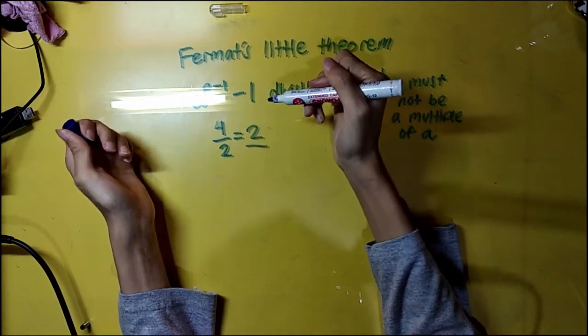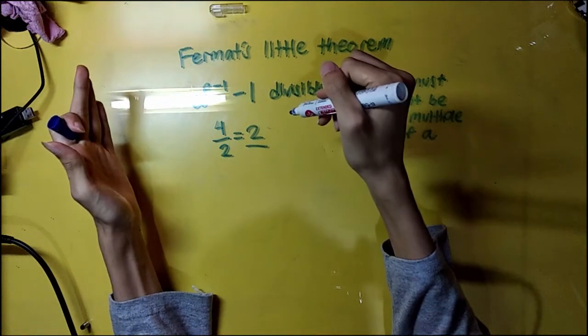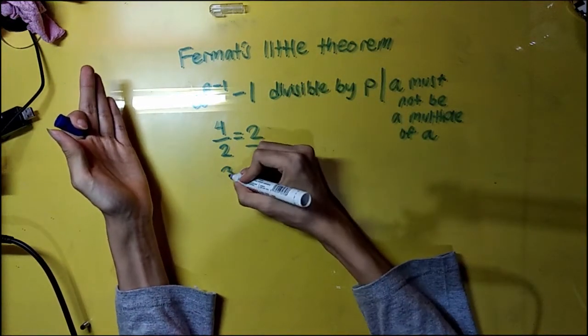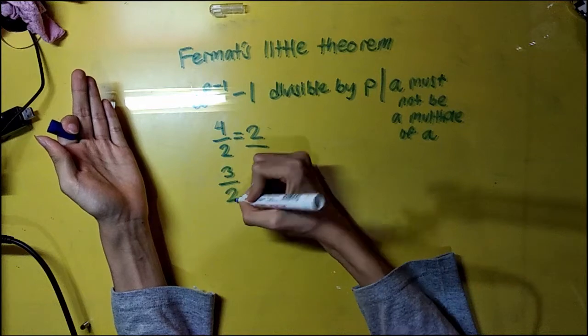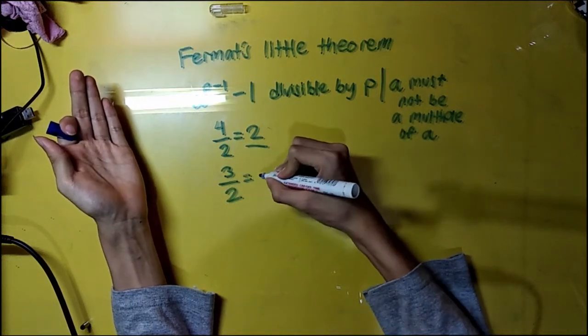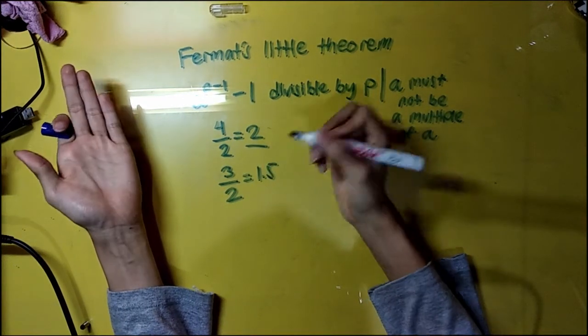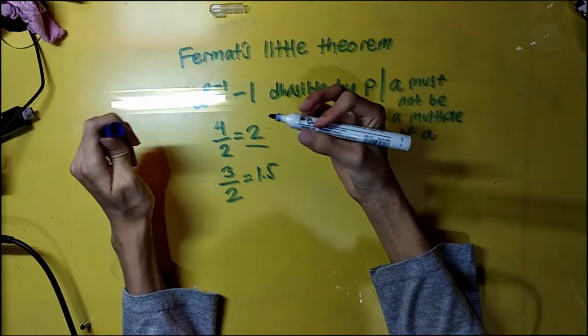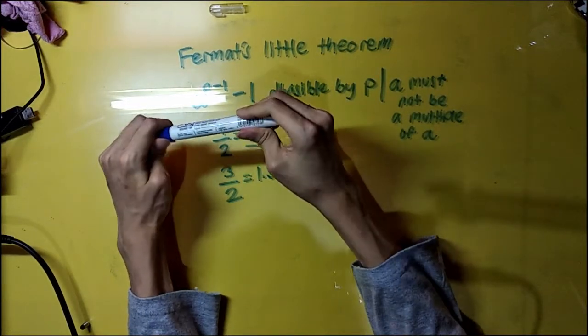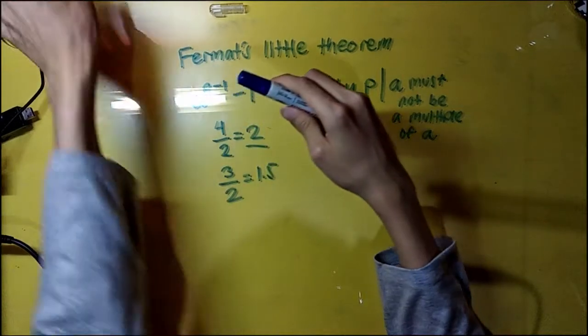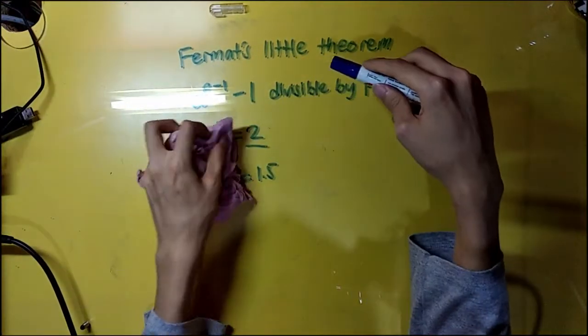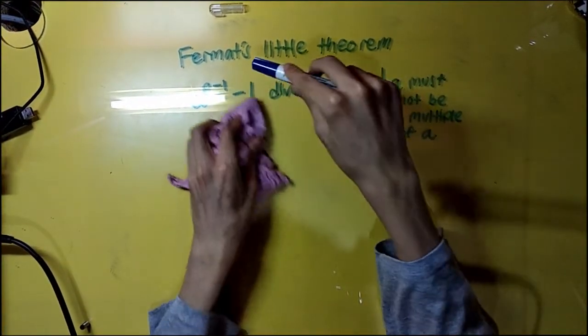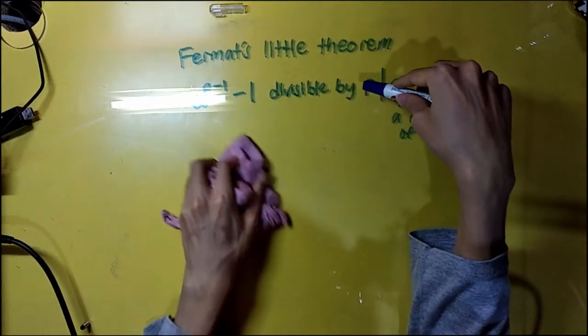In another example, 3 is not divisible by 2 because that's going to give a fraction or a decimal. It's not going to be a whole number. So 3 is not divisible by 2. Right? So what this thing says is that if you divide these two numbers, you're always going to end up with a whole number.